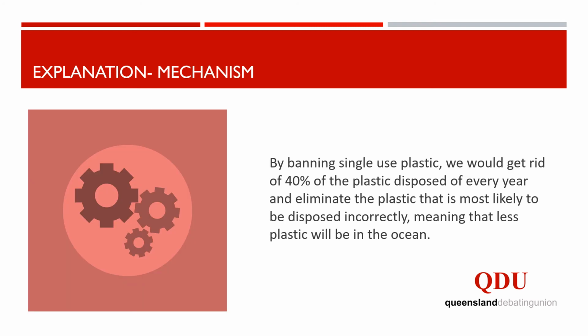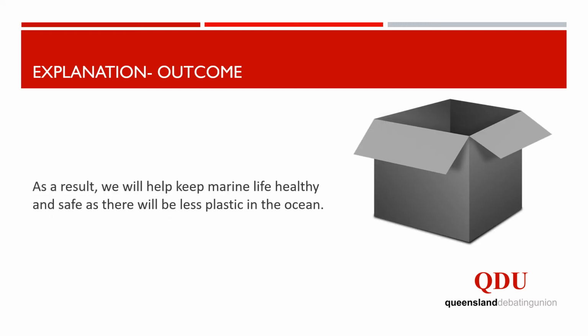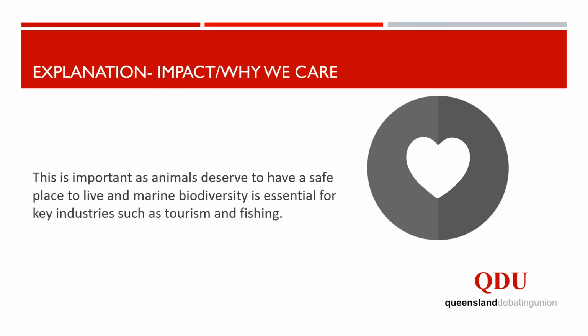By banning single-use plastic, we would get rid of 40% of the plastic disposed of every year and eliminate the plastic that is most likely to be disposed of incorrectly, meaning that less plastic will be in the ocean. As a result, we will help keep marine life healthy and safe as there will be less plastic in the ocean. This is important because animals deserve to have a safe place to live, and marine biodiversity is essential for key industries such as tourism and fishing.